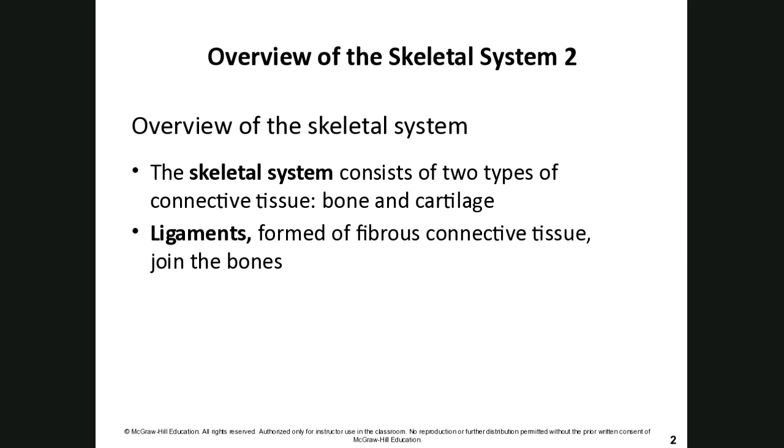So the skeletal system consists of two different types of connective tissue. And if you'll remember back from chapter 4, bone is a structural type of connective tissue, just like cartilage was a structural type of connective tissue. So we consist of the bone and the cartilage.